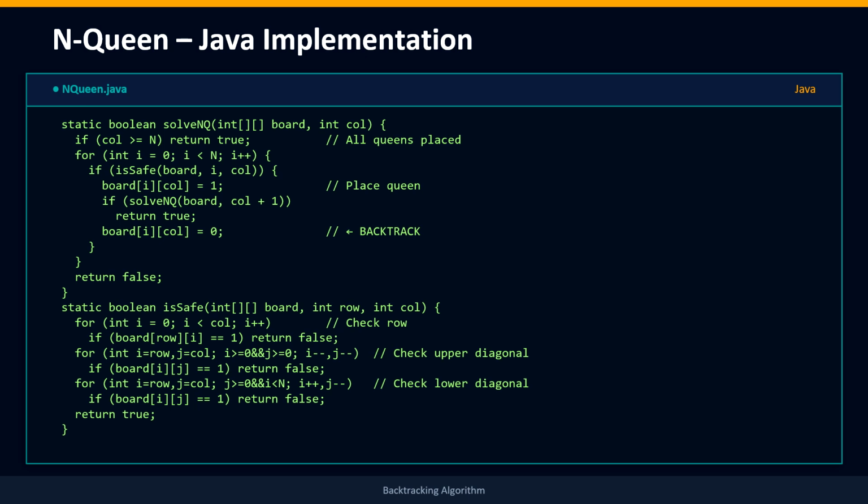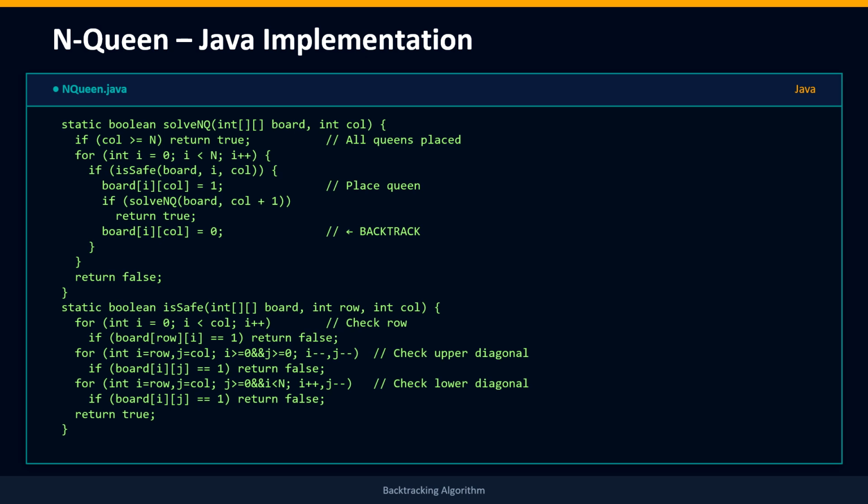Next, we have the main recursive function. This function tries to place queens row by row. For each row, we try all columns one by one. If the position is safe, we place the queen by setting board[row][column] equal to 1. Then we move to the next row recursively.